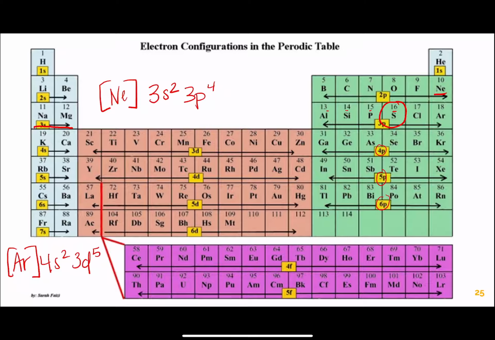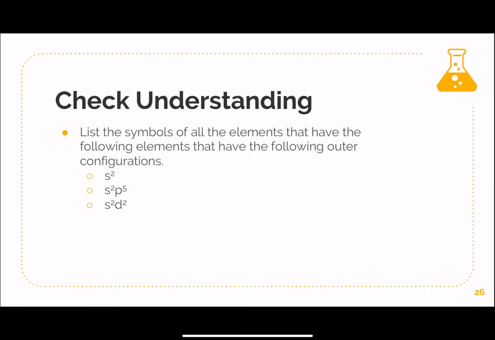Manganese you should have written as Ar for argon, the noble gas that came before manganese, 4s2, 3d5, and that is manganese. Let me know if you all have any questions about this.